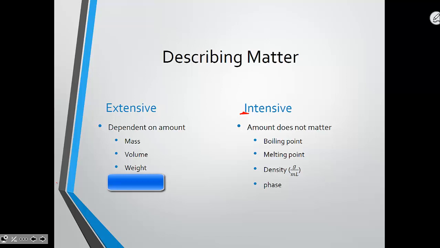Or the density would be an intensive physical property because a cup and a gallon would have the same numerical value. Extensive physical properties change with the amount you have. A cup and a gallon would be different masses or take up different amounts of space.